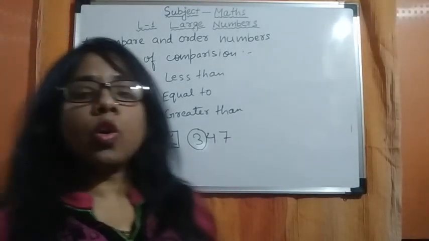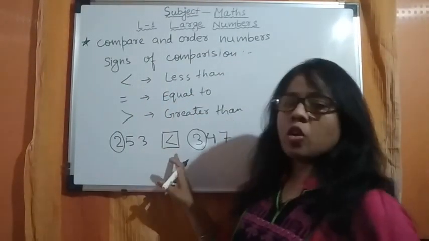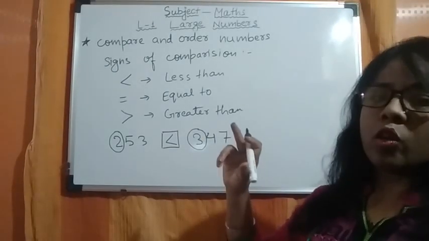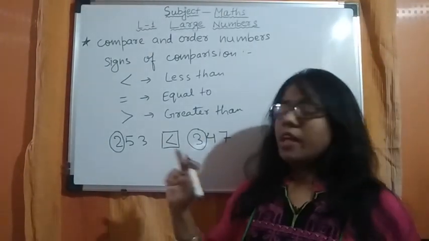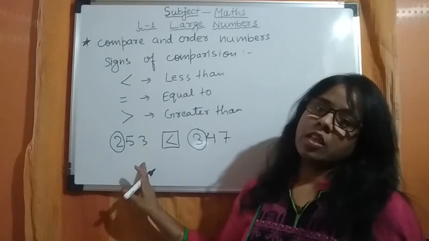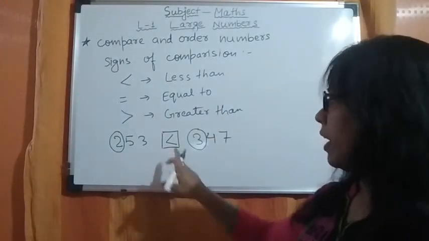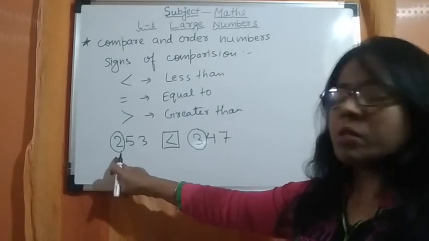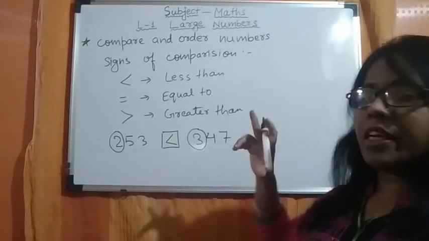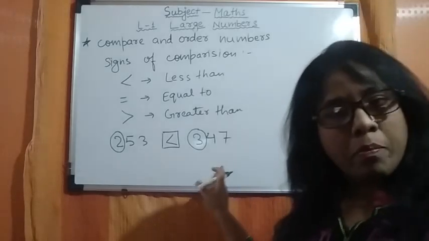This is called the crocodile's mouth. When the crocodile's mouth is closed, that means the number is small. If the crocodile's mouth is open, it means the number is big. So this side it is closed, meaning this is small. This side it is open, that means this is the big number.